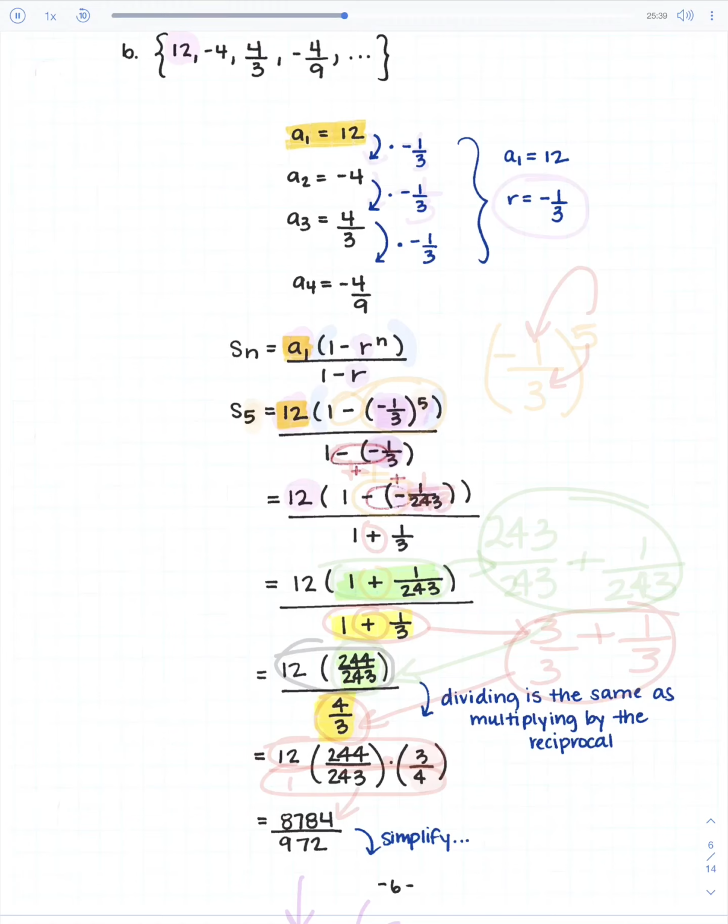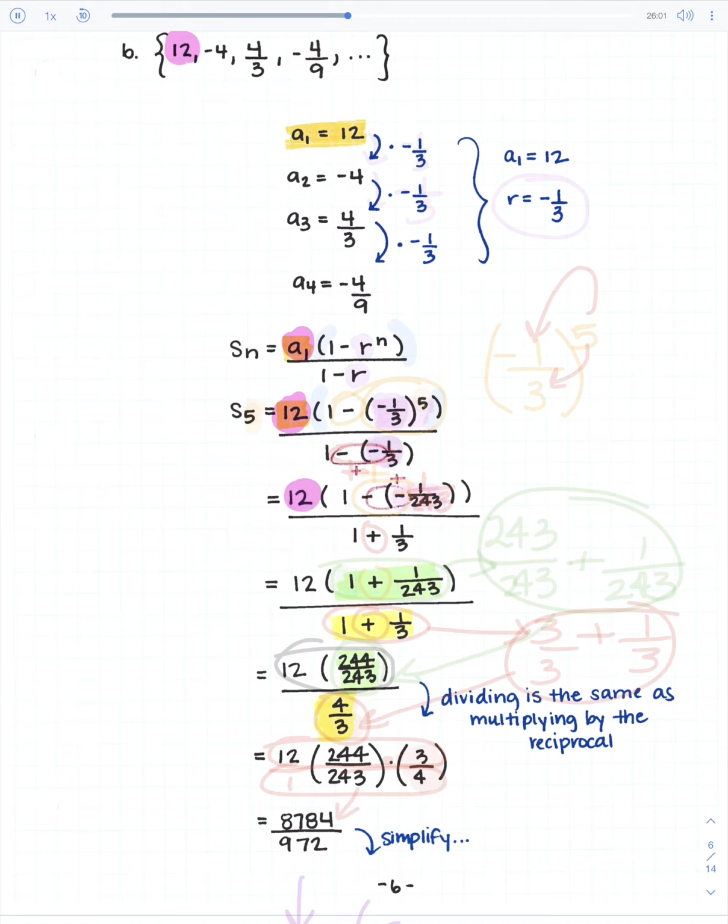Okay, moving along, let's look at problem B. Again, we're going to find the sum of the first 5 terms. So, the first thing you need to know is what's the first term? Well, the first term, according to this sequence that's written out, is the number 12.